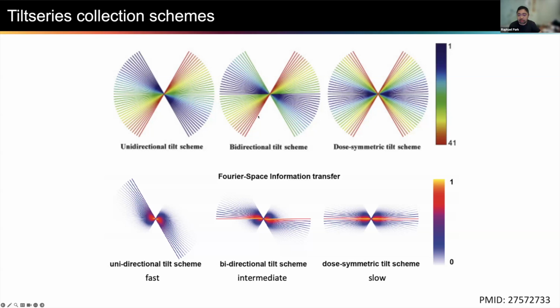Bidirectional tilt is sort of in the middle, where you start from one angle and then go halfway and then continue from the next half of the tilt series. But what's accepted in the community is that the best way to collect data is what we call dose-symmetric tilt scheme. So we start from almost 0 degrees, and we collect left and right angles, plus and minus angles, sort of simultaneously. So you can distribute electron dose evenly on both extreme ends of your tilt series.